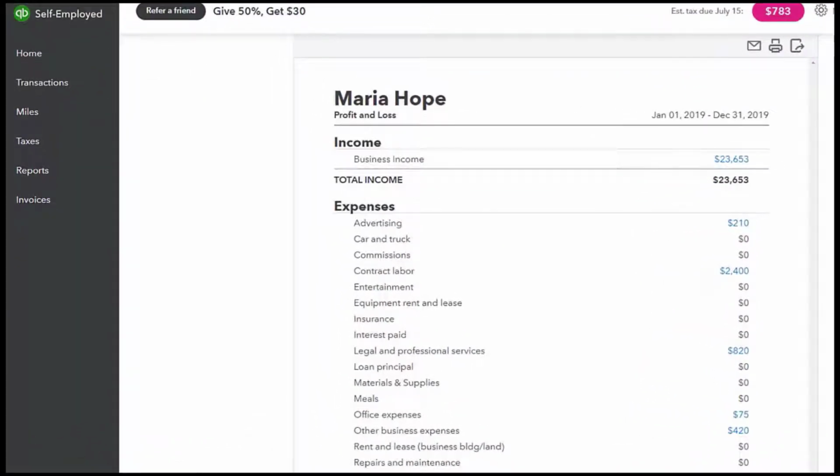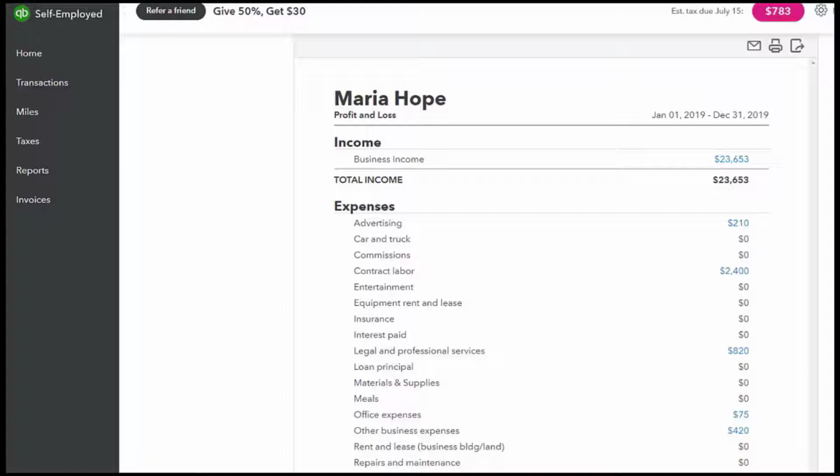So Maria decided to recreate her tax-ready books using QuickBooks Self-Employed. She's already prepared her Schedule C, and she's super excited because she used this class to really understand how to categorize her income and her expenses and to truly understand her money in and her money out. But what she needs to do now is to create her Schedule C tax return.